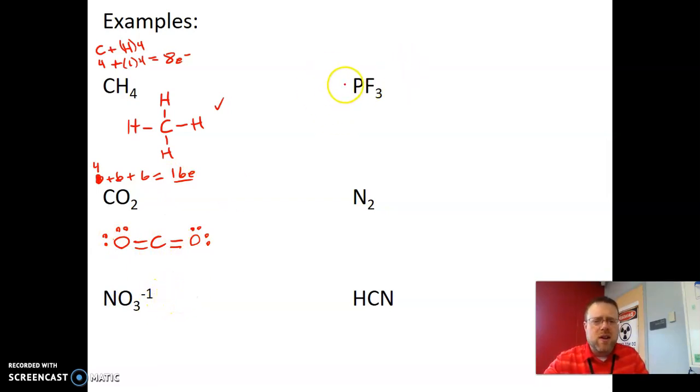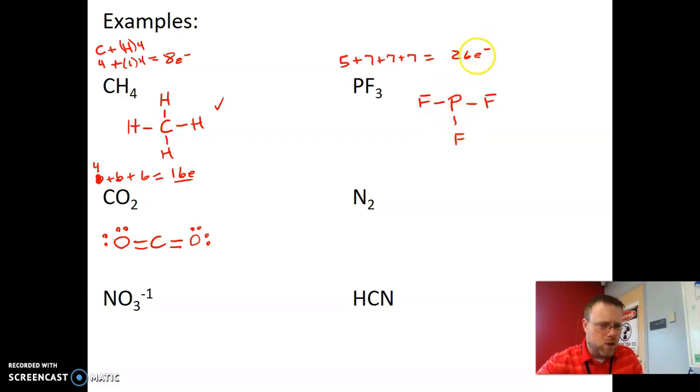All right, let's take a look at PF3. In this model, phosphorus has 5 valence electrons. It's in group 15, and each fluorine has 7. So 5 plus 7 and 7 and 7 add up to a total of 26 electrons. Which atom are we going to put in the middle? Well, usually the atom you only have one of, the unique atom. So we're going to put the phosphorus in the middle, and I'm going to go ahead and connect that to my fluorines.